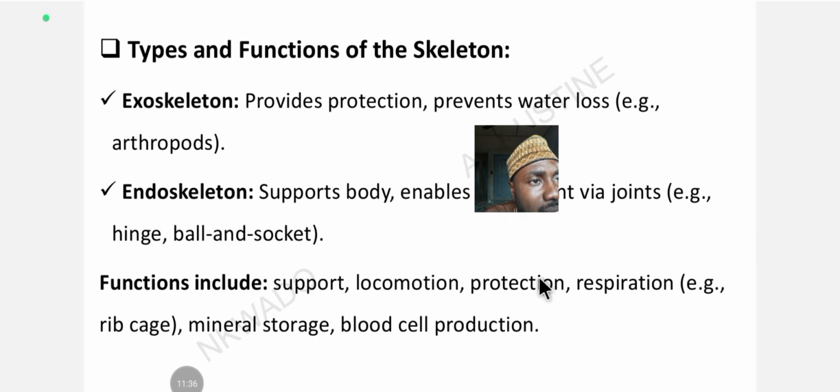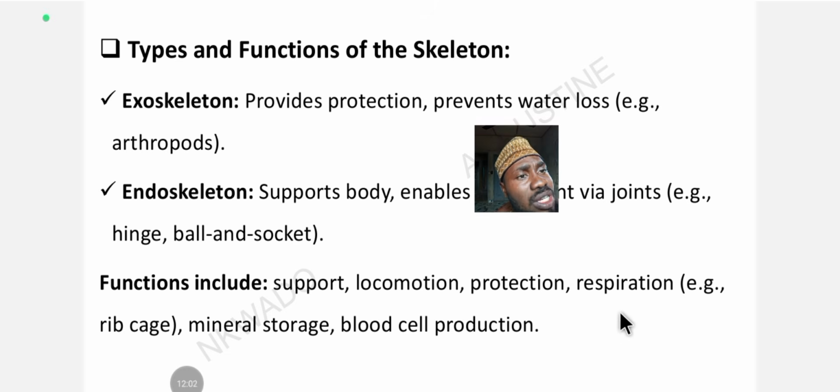How does it protect the body? It protects our internal organs. Like here now, I have ribs. The bones of my ribs protect my lungs, my heart, and so on. I also have the pelvis that protects all my internal pelvic organs, such as my reproductive organs and my urinary bladder. You have the skull that protects your brain, and so on.